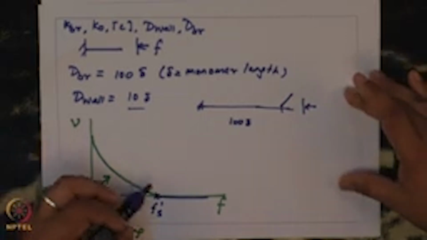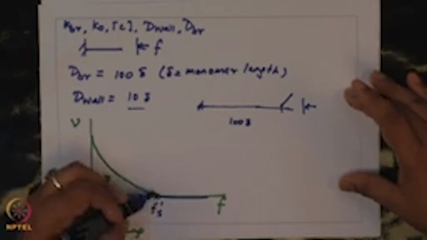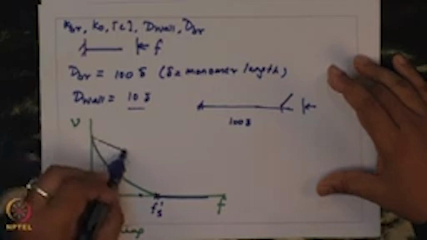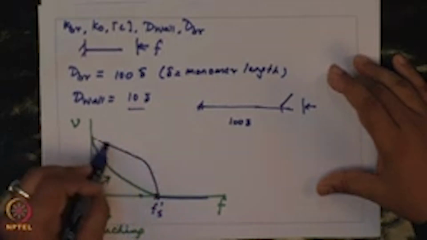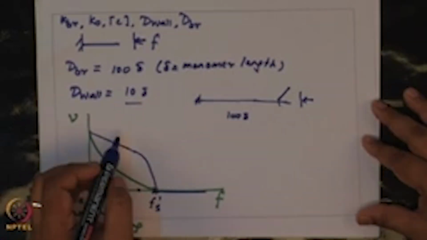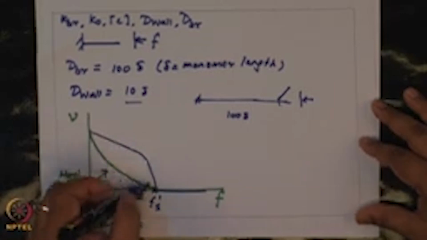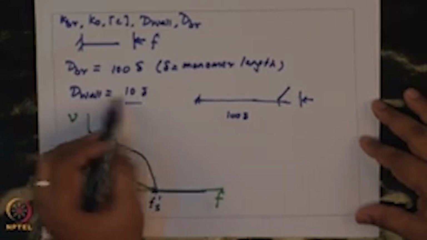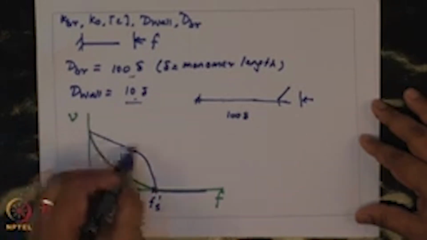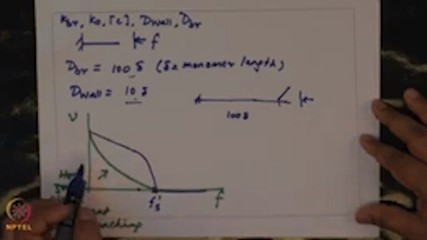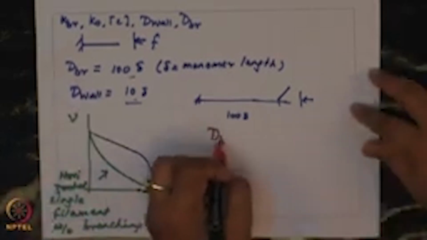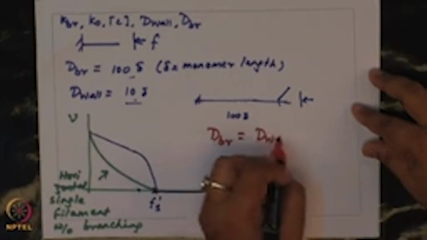So, you will realize that this will have a curve, something like this. So, you have a force curve starting from a single filament. If you have one branching event, you will begin to see, for dBr equal to 100 delta and d wall equal to 10 delta, divergence of the force velocity curve from this single filament case.